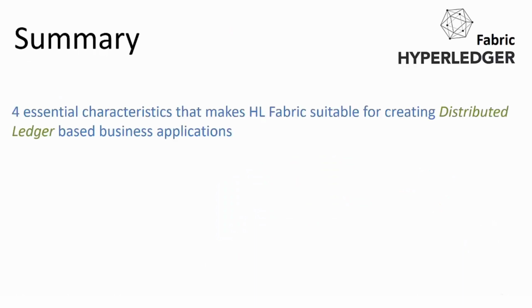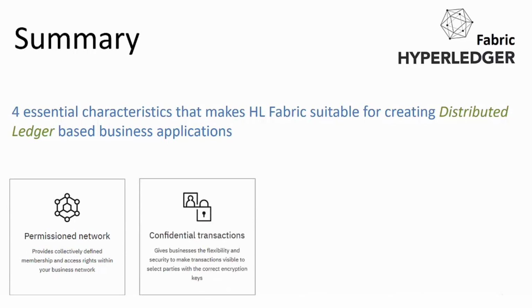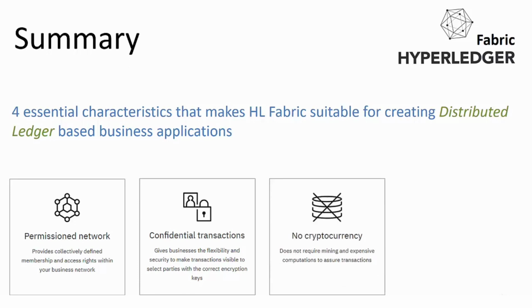Let's summarize. There are four characteristics that make Hyperledger Fabric ideal for building distributed ledger-based business applications. Hyperledger Fabric allows participants to create permissioned distributed ledger technology-based business applications. Participants may leverage the private channels for managing confidentiality of the transactions. That is, transaction visibility is restricted to select parties in the network. Now, unlike public networks, Hyperledger Fabric business applications do not require mining and expensive computations for transaction validation.